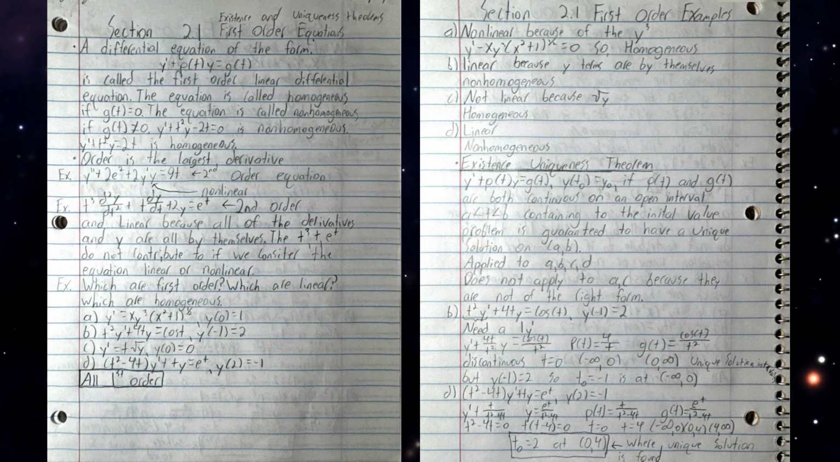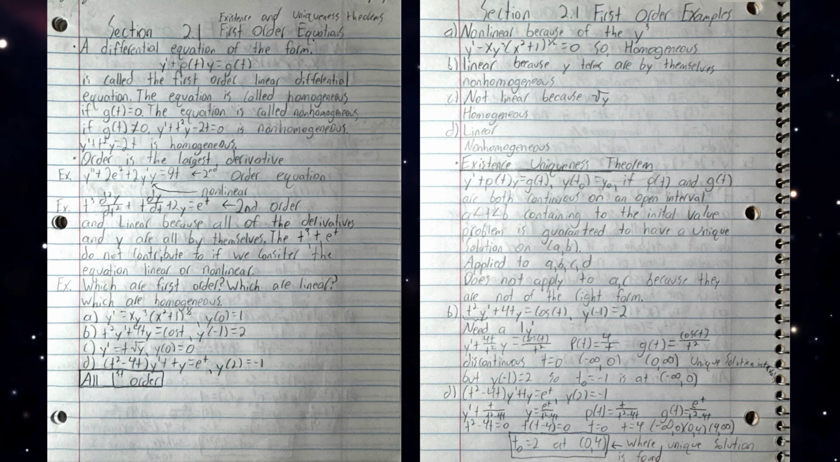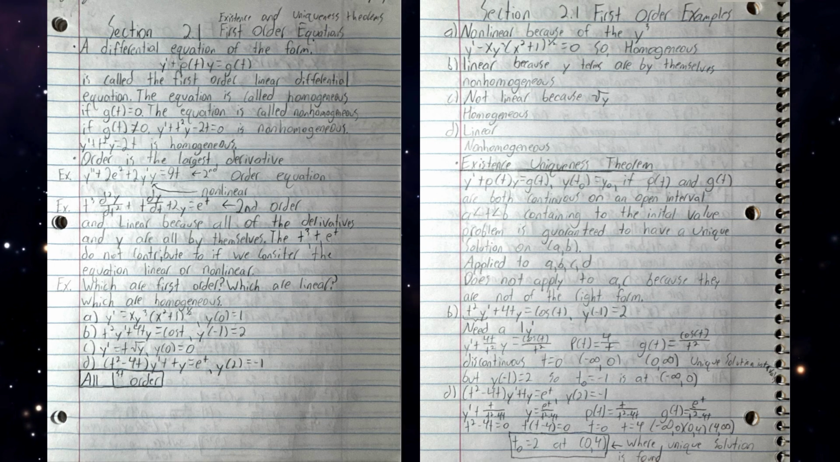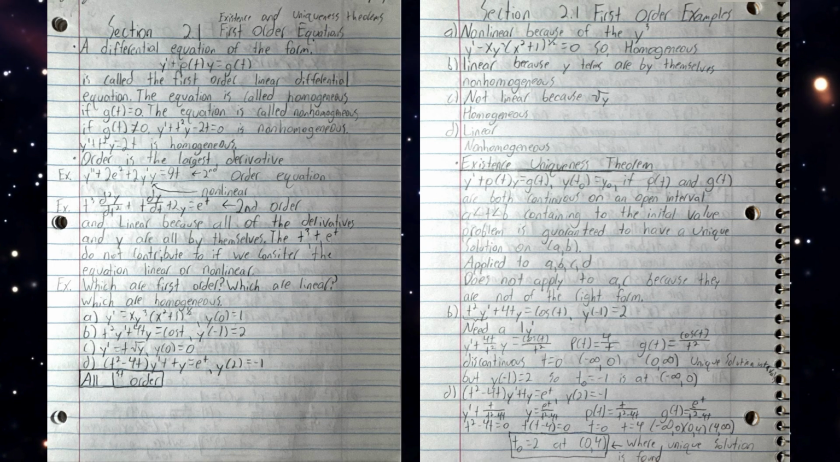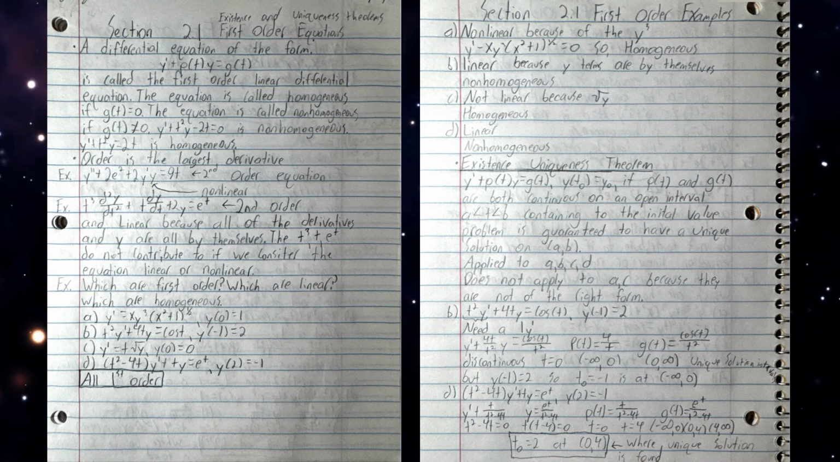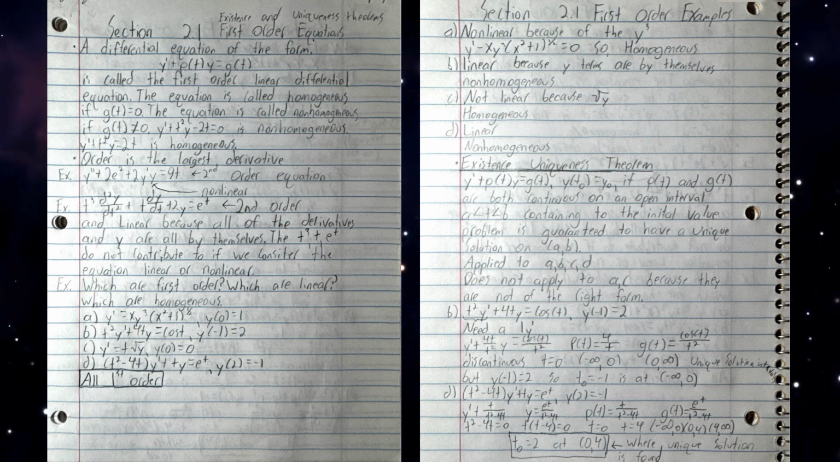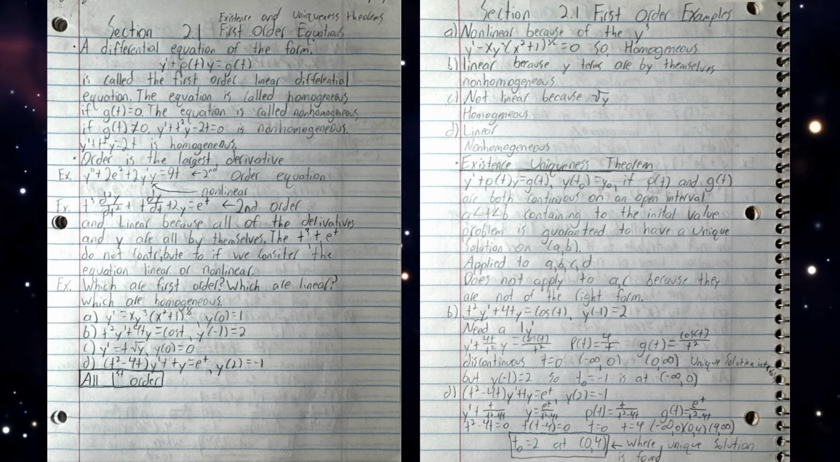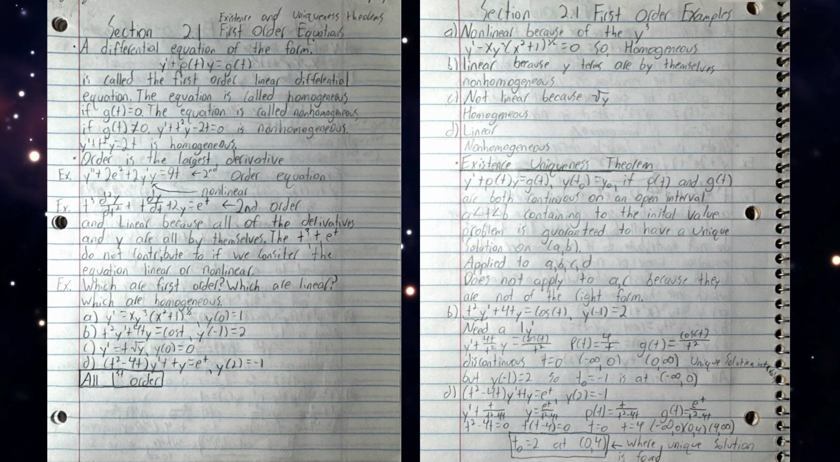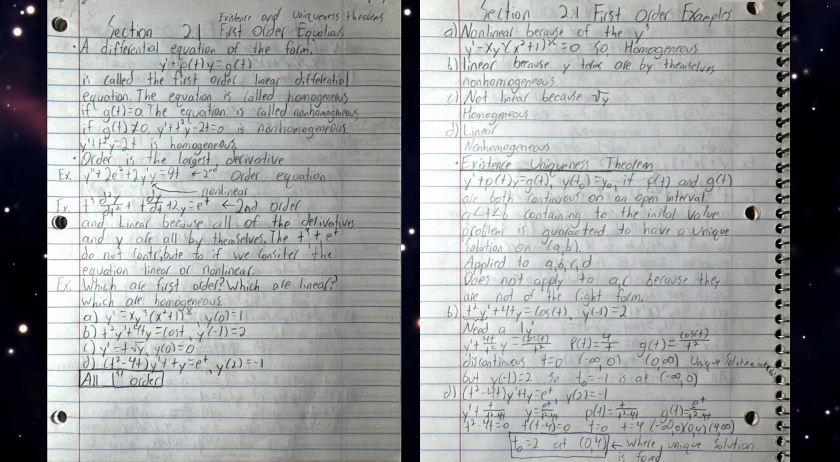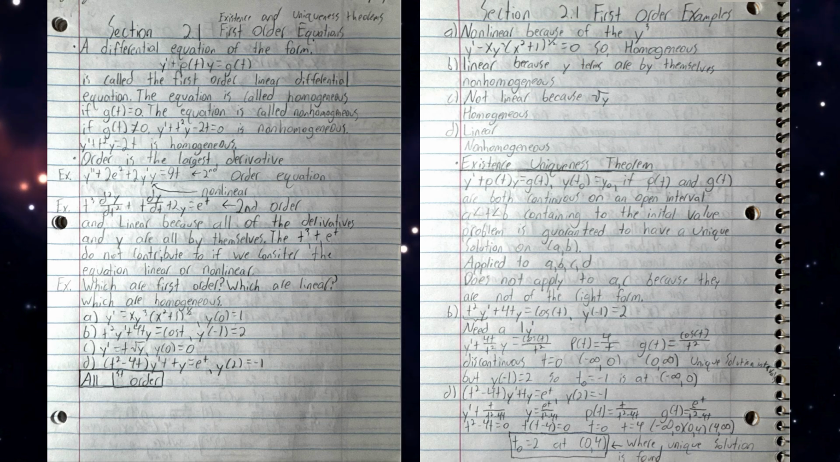But y of negative 1 equals 2. So we have to find the correct interval where y of negative 1 equals 2. And specifically, we're looking at that negative 1. So we can say that t of 0 equals negative 1 is at the interval negative infinity to 0.